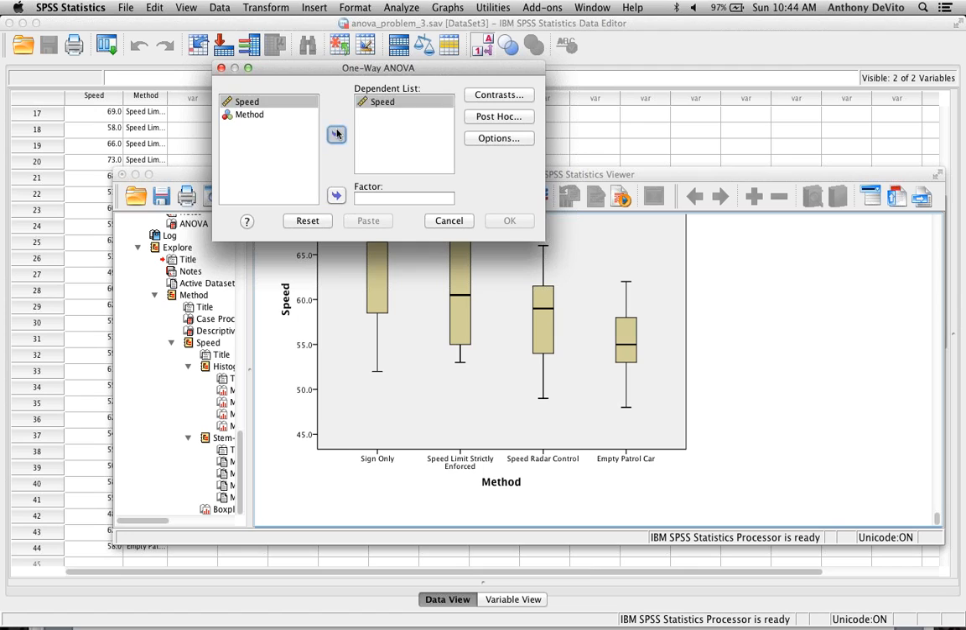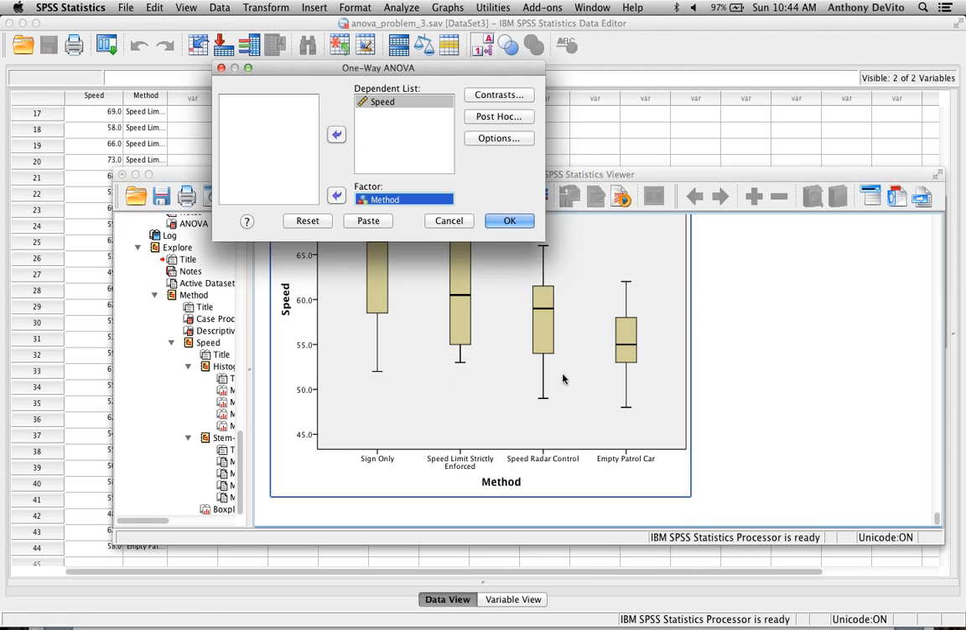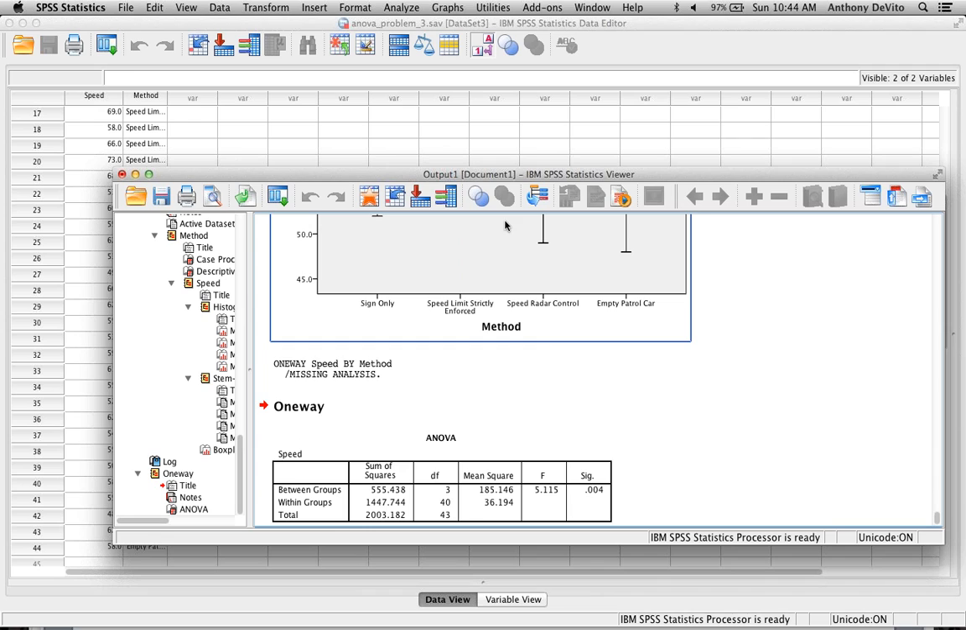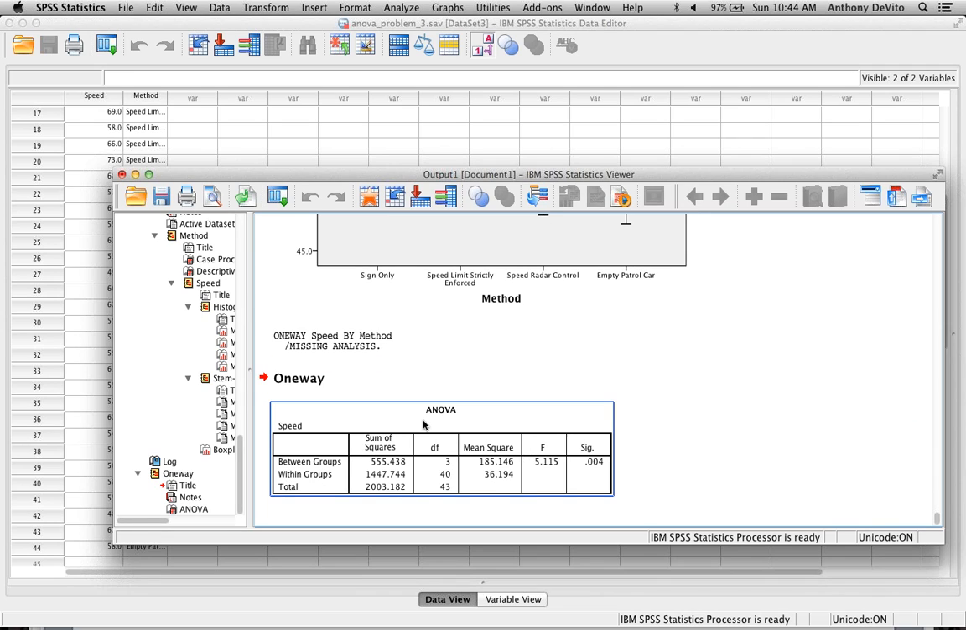The dependent variable is speed, the numerical variable. The factor is the categorical variable, the different methods. I'm not going to run the post-hocs until I know that I have a significant difference between at least two of the averages for these four groups. I'm going to click OK. And my analysis of variance is complete, and my F-score is 5.11.